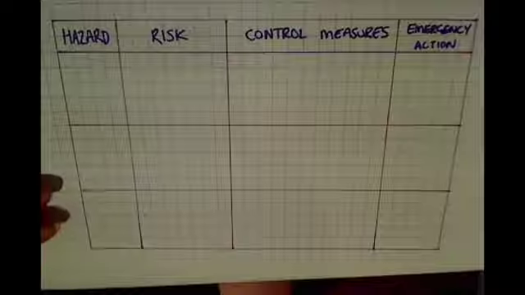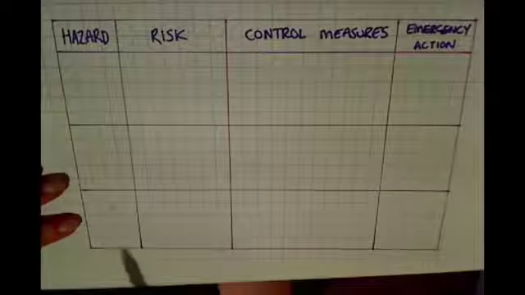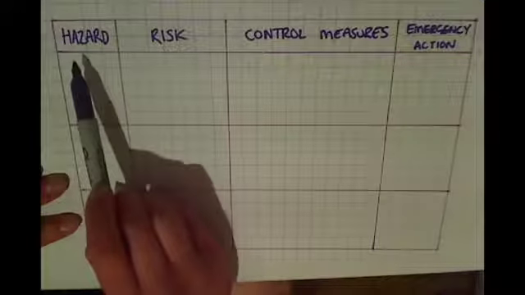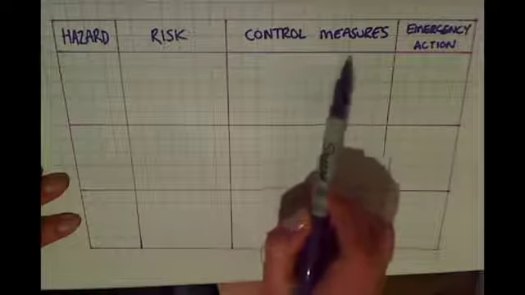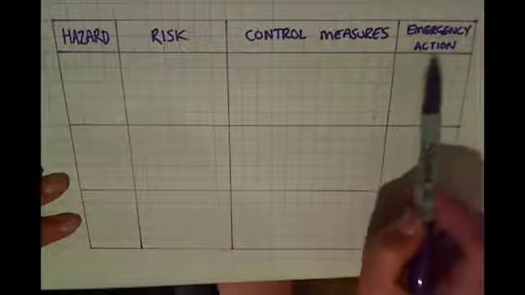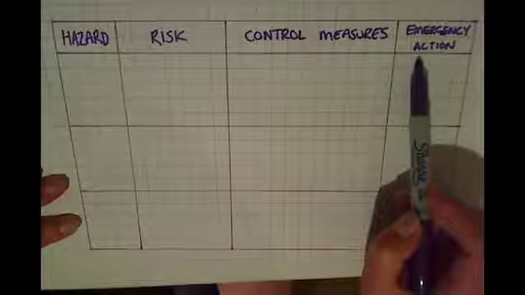In this video, I'm going to show you how to write a risk assessment. So for a risk assessment, you should have a table consisting of 4 columns: the hazard, the risk, the control measures that you are going to take to prevent that risk from happening, and the emergency actions that you would have to take in an emergency.